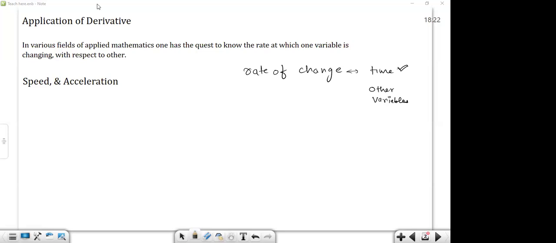Okay. So today we are going to begin a new chapter. Do you have any doubts from the previous chapter? No doubts. Okay, so the next chapter is application of derivatives. Is my screen visible?